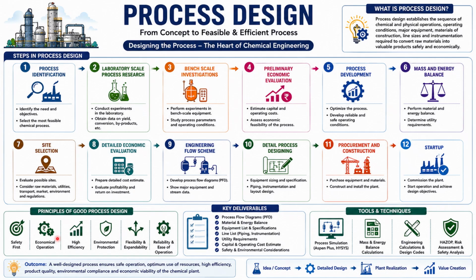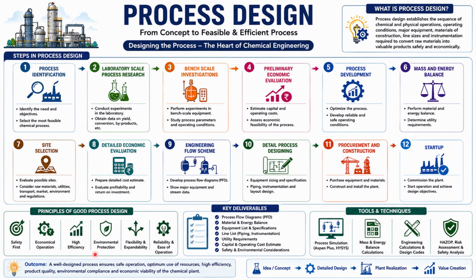Now let us understand the principles of good process design. So safety first, economic operation, high efficiency, environmental protection, flexibility and expandability, reliability and ease of operation. So these are the principles of good process design. We use various tools and techniques like various kinds of process simulators, ASPEN Plus, HYSYS, ChemCAD, DWSIM, etc. Then we use material energy balance calculations. Then we conduct engineering calculations and design codes. We match them. And finally, we do the risk assessment, hazard studies, safety analysis, and so on and so forth.